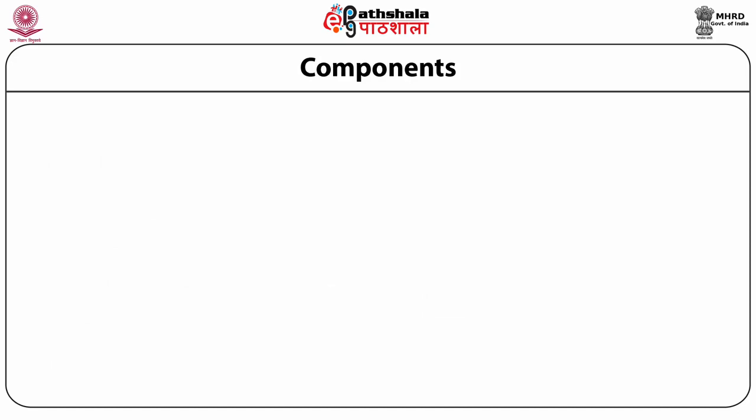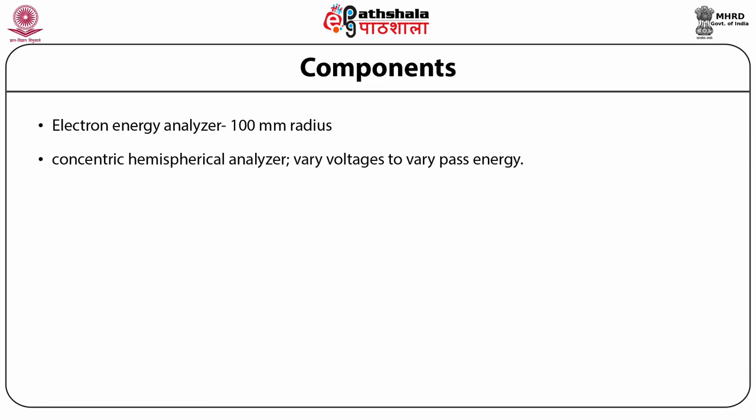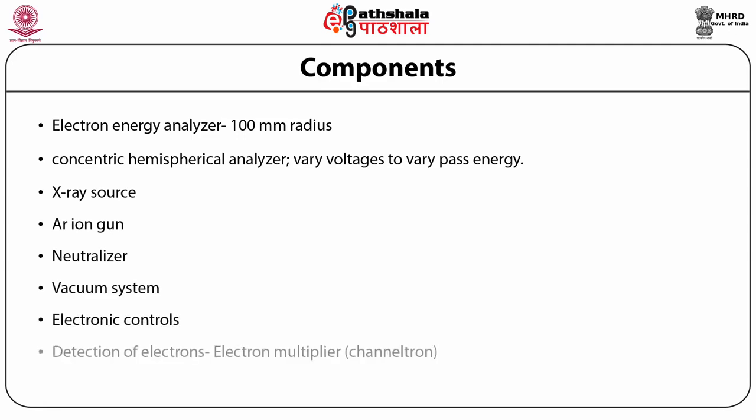Now, coming to the instrumentation, there are many components. The major components of this instrument are the electron energy analyzer, which has a 100 millimeter radius and is called a concentric hemispherical analyzer, and voltages vary from one to another to pass energy. Then we have the X-ray source, argon ion gun, neutralizer, vacuum system, electronic controls, and detection of elements with an electron multiplier, also called a channeltron. It avoids surface reactions and contaminations when we use this last part.